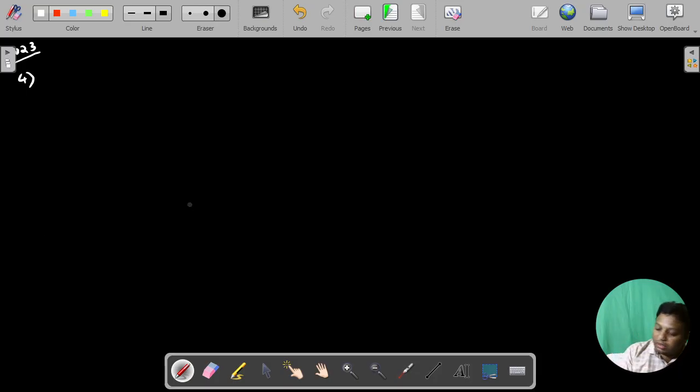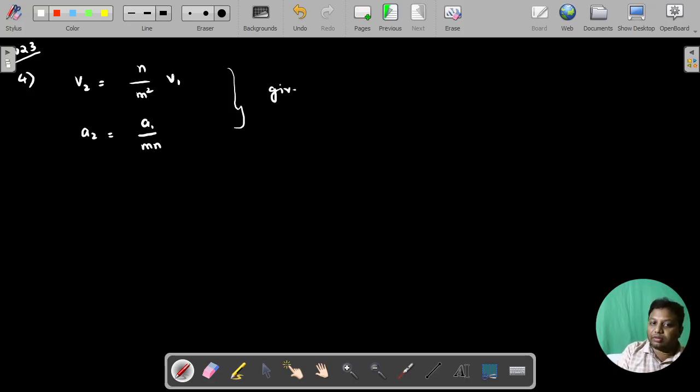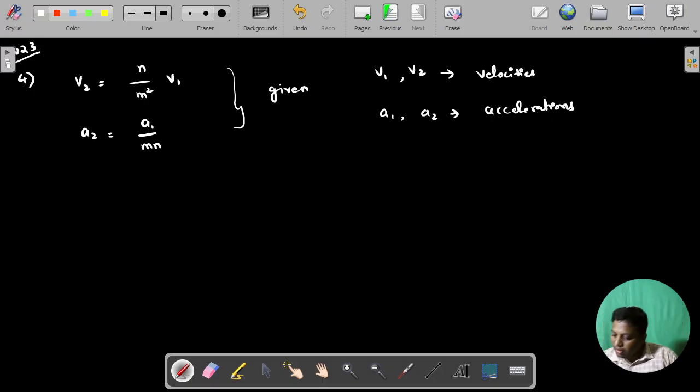In this problem they are giving us two relations, V2 equal to n by m square V1, and also A2 equal to A1 by mn. These are the given formulae. So these two relations are given to us. V1, V2 are velocities, A1, A2 are accelerations. These are velocities and accelerations in two systems of units.